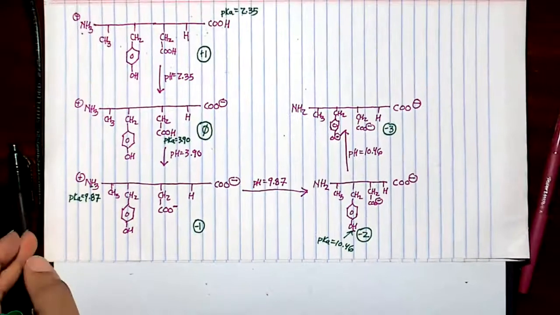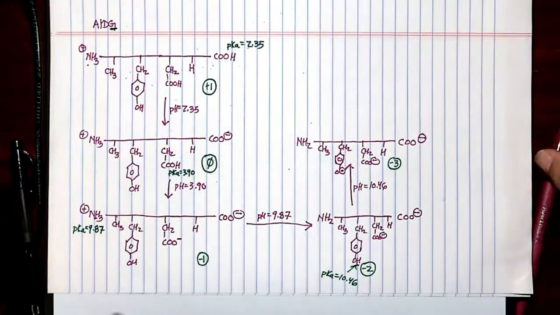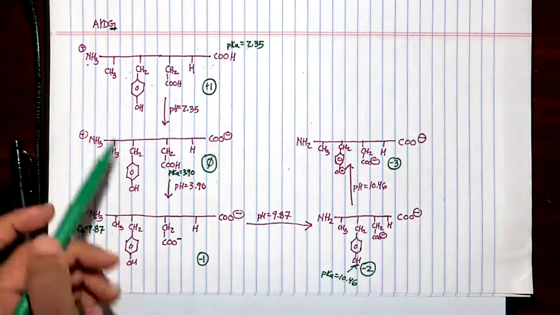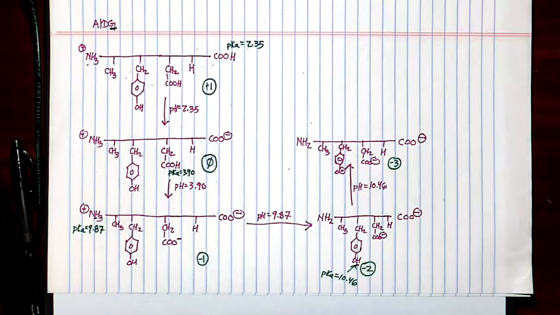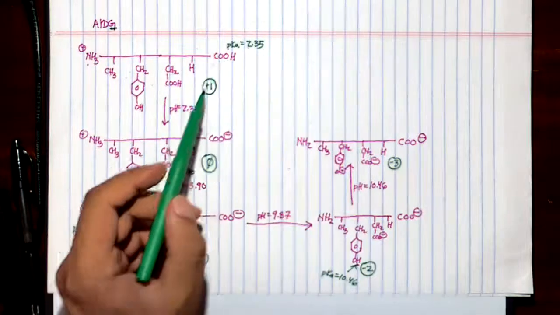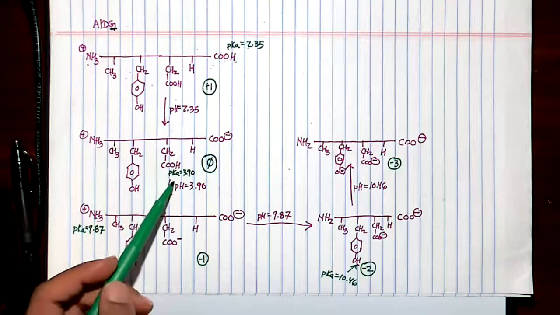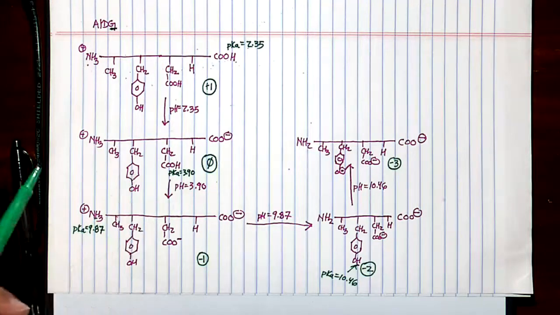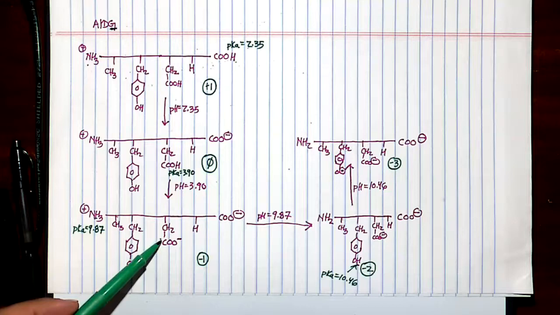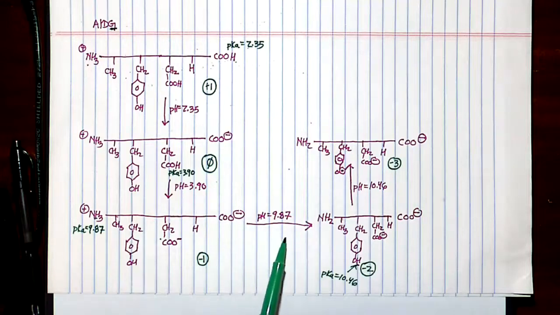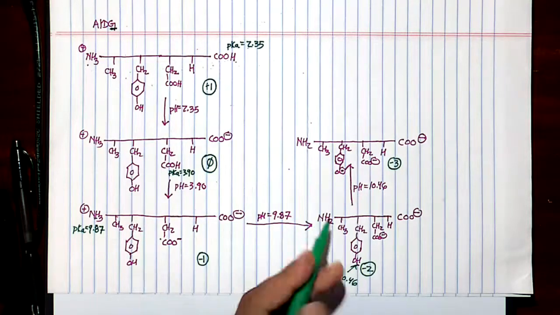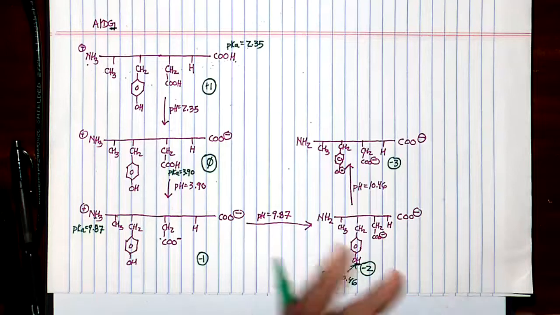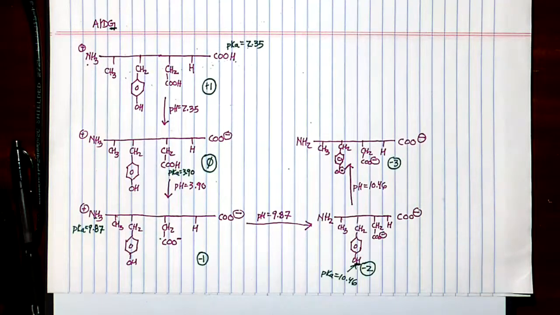So as we zoom out here, we have taken this tetrapeptide AYDG and we've just run it through the entire gamut. At 2.35 pH, this proton begins to come off. At 3.90, the side chain of aspartic acid begins to come off. At pH 9.87, the alpha amino group proton begins to come off. And at 10.46, the side chain of tyrosine, that proton begins to come off.